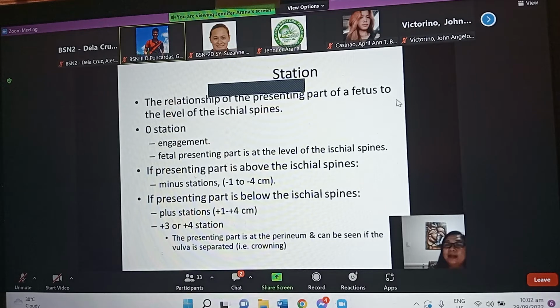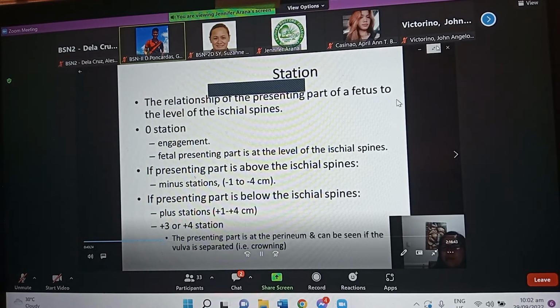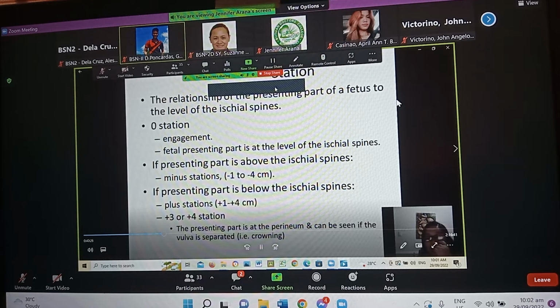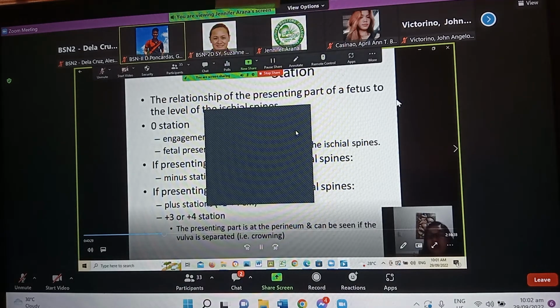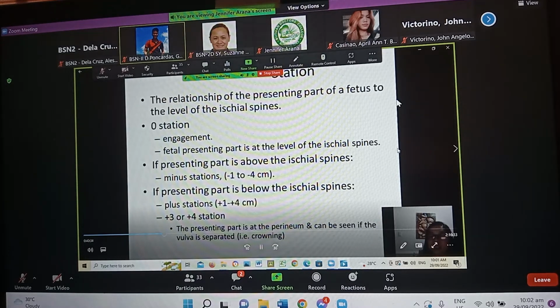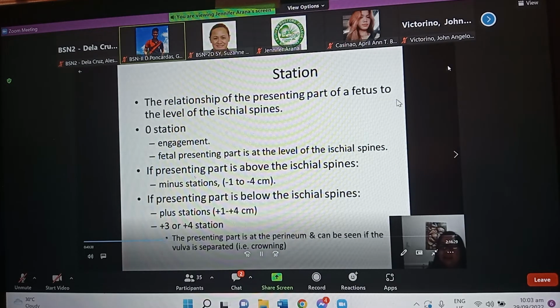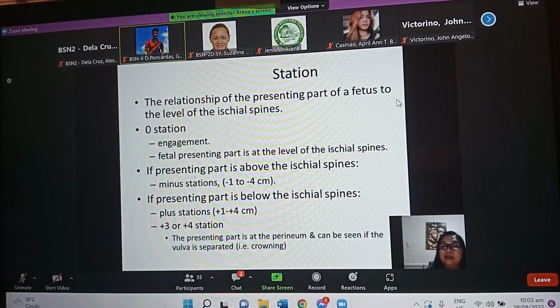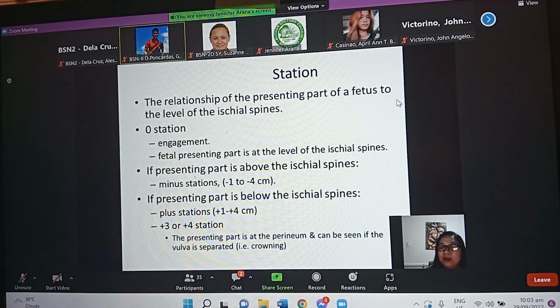If the presenting part is above the ischial spines, it means that the fetus is still floating. Wala pa engagement. Nag-float pa siya. And that is usually represented with the minus stations. Negative 1, negative 2 to negative 4 centimeter or station. If the presenting part is below the ischial spines, plus station na siya. Plus 1 up to 4 cm.